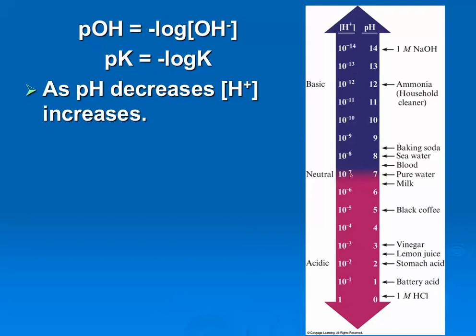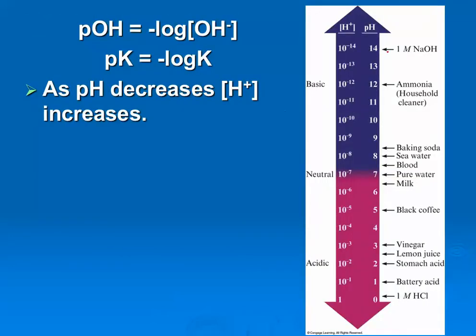So blue for basic, red for acidic. Let me give you some examples of the pH of these things. Notice milk, you might be surprised, is slightly acidic. Just interesting to see this. Our stomach acid, which is hydrochloric acid, has a pH of 2. That's a pretty low pH. So interesting for you to look at.